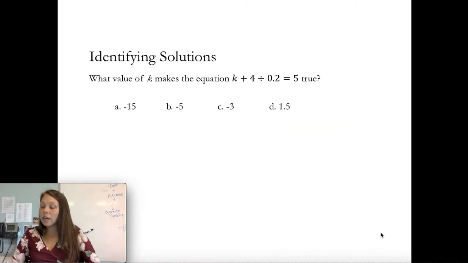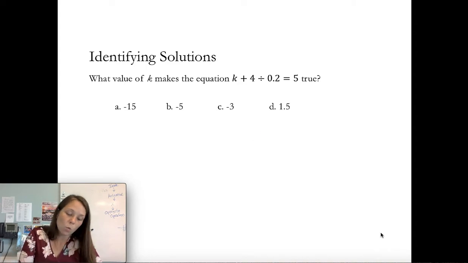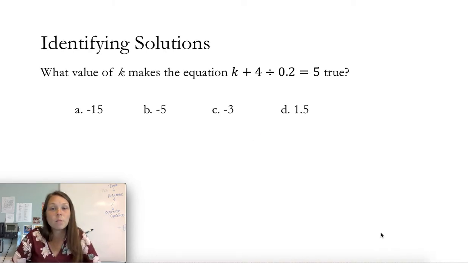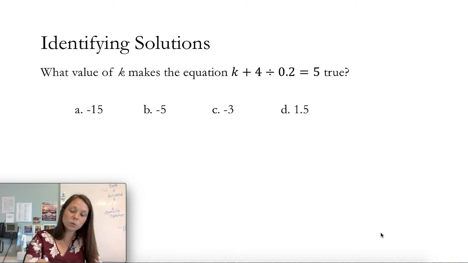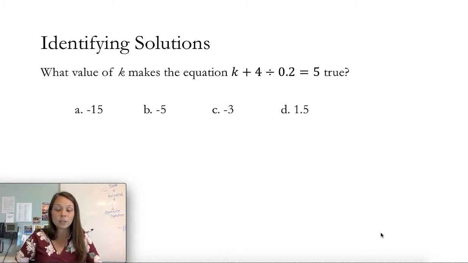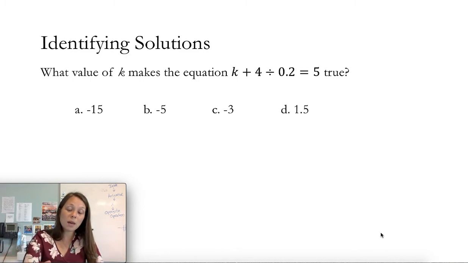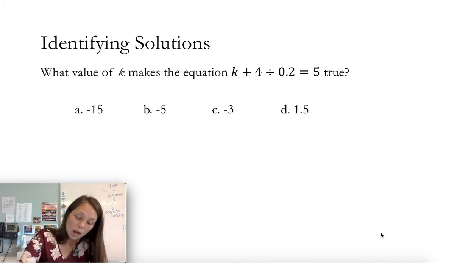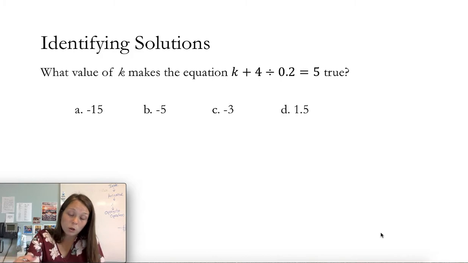All right, now moving on to identifying solutions. So we're faced with a problem that says, what value of k is going to make the equation k plus 4 divided by 0.2 equal 5 true? So what we're trying to figure out is which one of these options, A, B, C, or D, when we plug them in, gives us a true statement. It doesn't matter how you go about this. You can plug any number in and it doesn't make a difference.